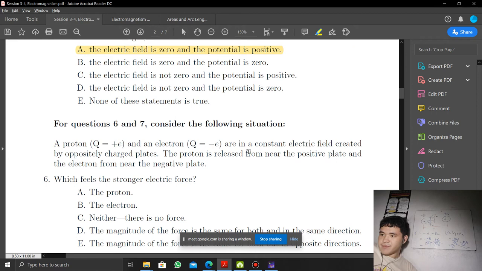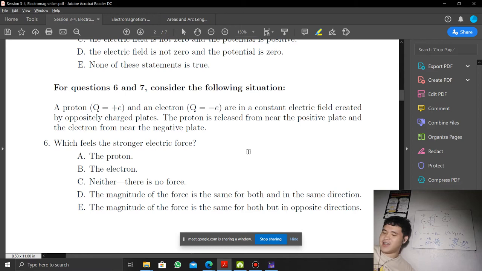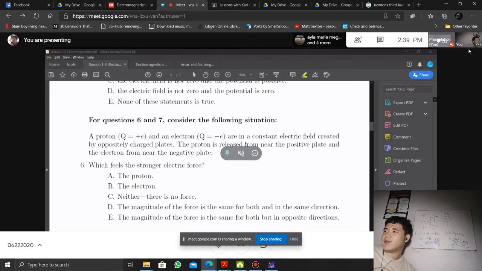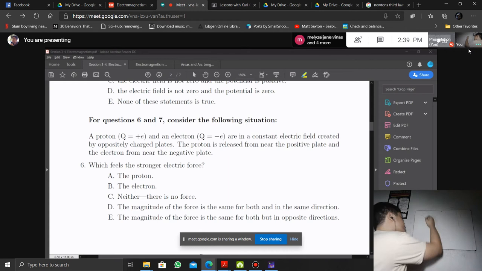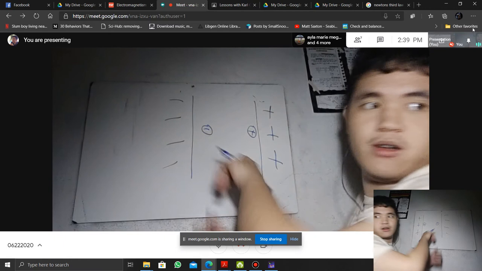Sige, for question 6 and 7, consider the following situation. Sige, let's try. If you can't imagine the situation pala, sige, let me draw para lang makita nyo. Pero sige, just read it there muna. Pero sige, I'll draw the situation. Sige, the proton is released from here. The electron is released from here. Okay, sige. Ito yung drawing niya, no? So, there we go.